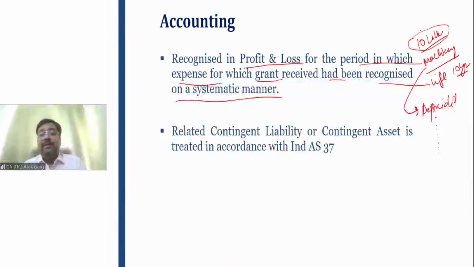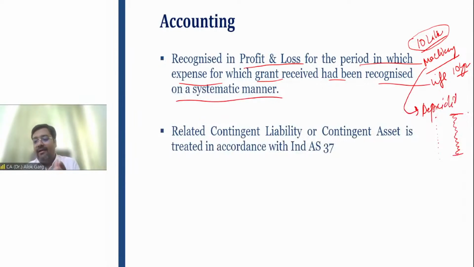So whether this 10 lakh rupees has to be recognized upfront in the P&L, or has to be recognized in a systematic manner, the standard says that the grant is required to be recognized in the P&L in a systematic manner, or in the period in which the expenses have been incurred. So in this case, the grant of rupees 10 lakh has to be amortized and recognized over a period of 10 years on a straight line basis, right?